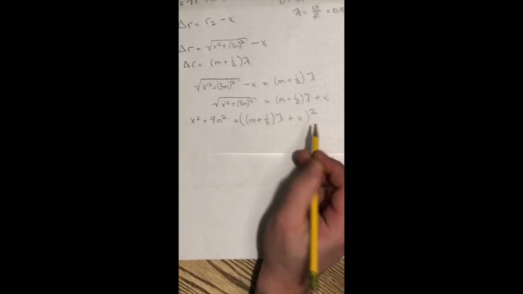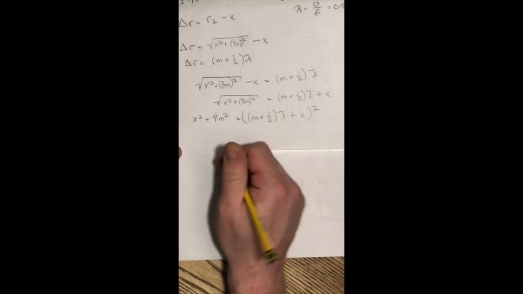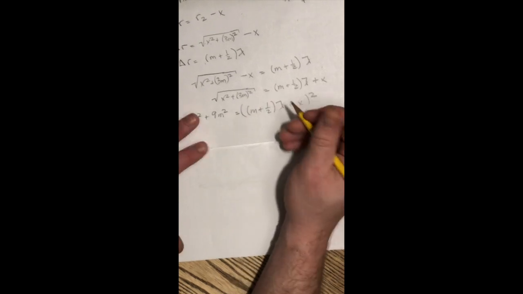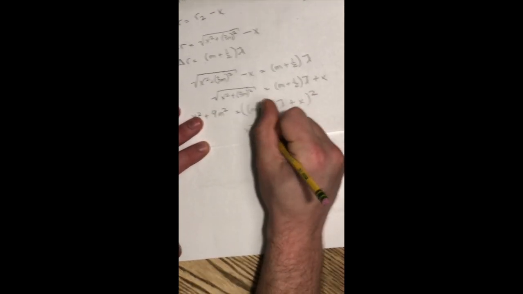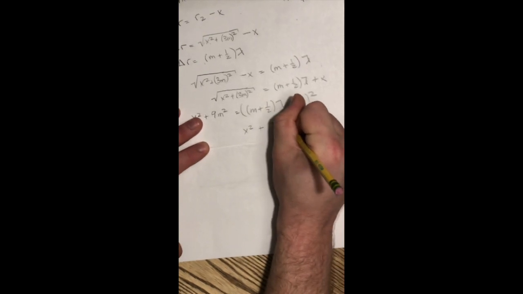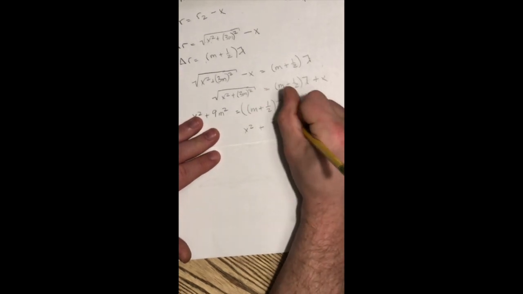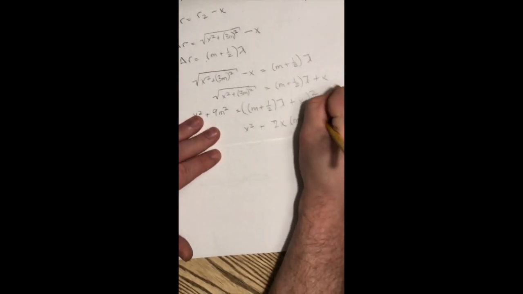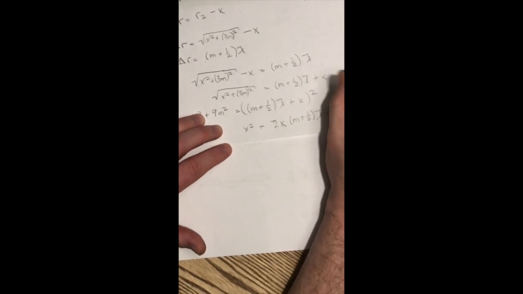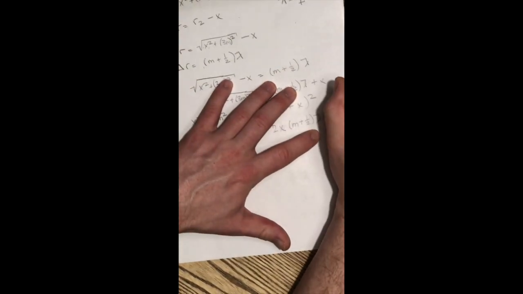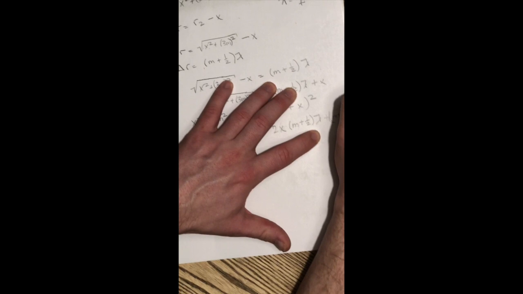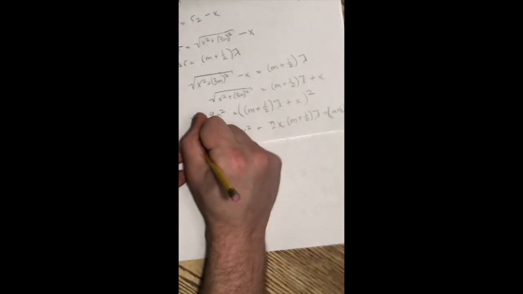So let's go ahead and expand this one here. We just need to multiply it times itself. And so on the right-hand side now, we have x squared plus 2 times x times (m plus 1/2) times lambda plus (m plus 1/2 times lambda) squared. And on the right-hand side, we still have x squared plus 9m squared.